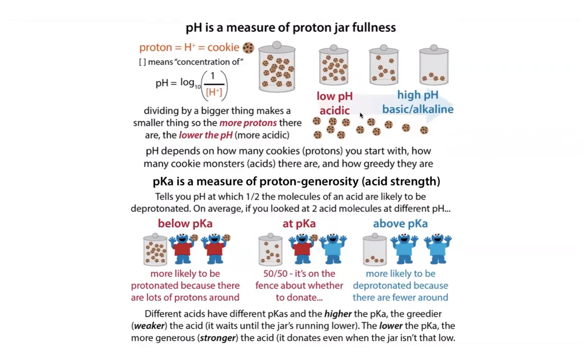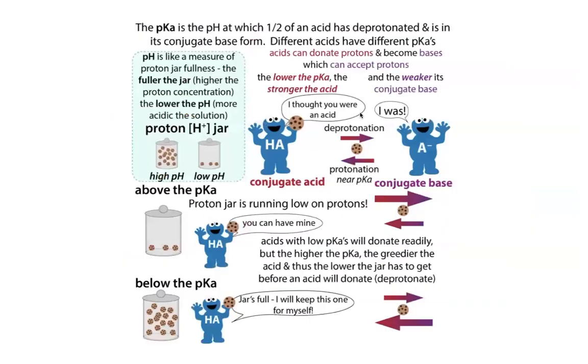Conversely, if you have a higher pKa, what this is saying is that you have to get that cookie jar to be more empty, more basic, more alkaline, higher pH, in order for half of it to be deprotonated. And therefore, we can compare the strength of different acids by comparing their pKa's. The lower pKa, the stronger acid, and the higher pKa, the weaker acid.